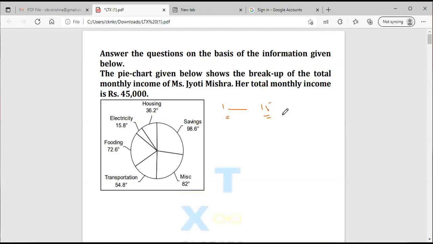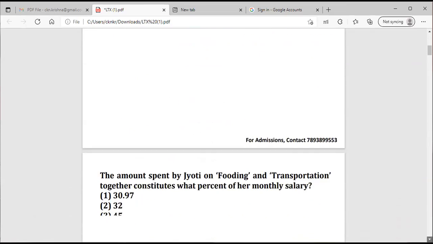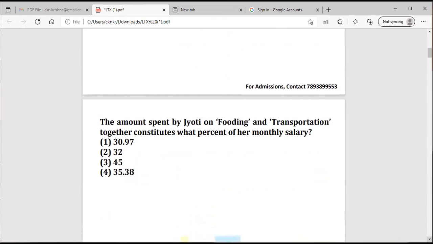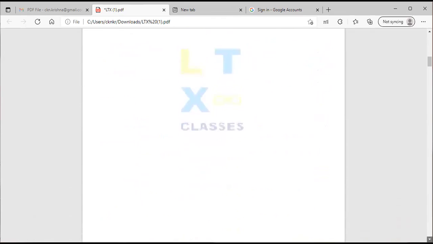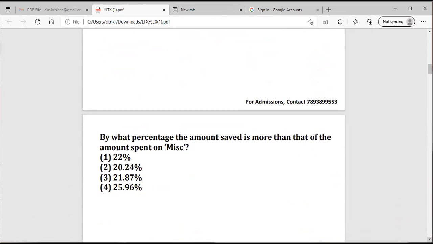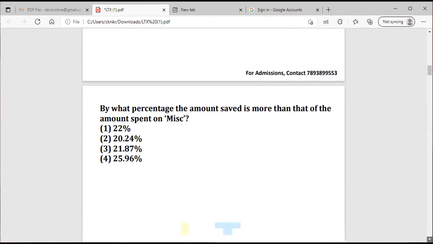Okay, let us see this one. They're talking about housing 36.2 degrees, savings 98.6 degrees, miscellaneous 82 degrees, transportation 54.8 degrees, and so on. The monthly income of Jyoti Mishra is 45,000. Let me read the questions. The very first question: the total amount spent by Jyoti on fooding and transportation together constitutes what percentage of her monthly salary? Next question: by what percentage is the amount saved more than the amount spent on miscellaneous?